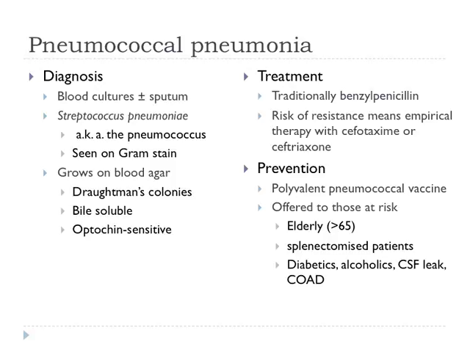But when we grow it on blood agar, it has a particular characteristic colonial morphology, so-called draftsman's colonies with this sunken middle, and they're soluble in bile, and they're sensitive to a particular antibiotic called optochin. So this allows us to identify the pneumococcus in the lab quite easily. Treatment, traditionally, this used to be always responsive to benzyl penicillin, but now we're seeing the emergence of resistance, and so we give broader spectrum agents empirically when we suspect this infection now.